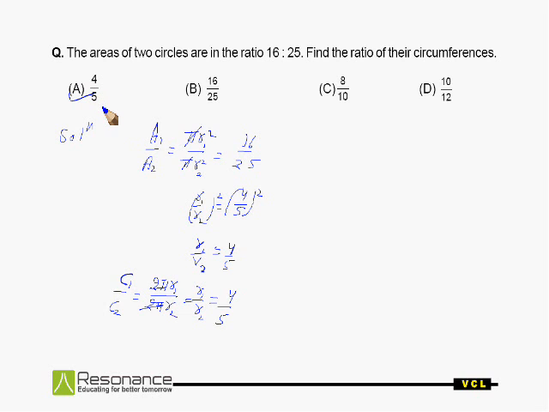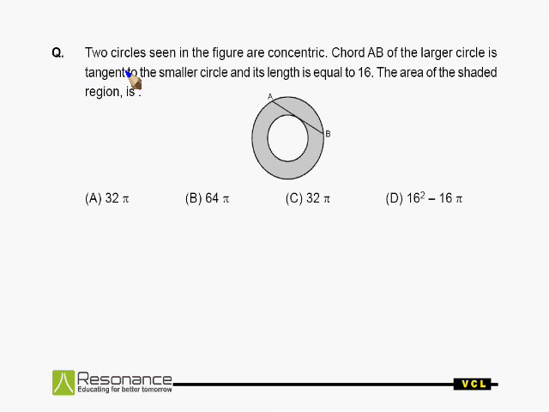Now we move to the next question. Two circles seen in the figures are concentric. Chord AB of the larger circle is tangent to the smaller circle and its length is equal to 16 units. The area of the shaded region is. So in this question we have given two concentric circles, the first circle and the other circle, and there is a chord AB which works as a chord for the bigger circle and the tangent for the inner circle.